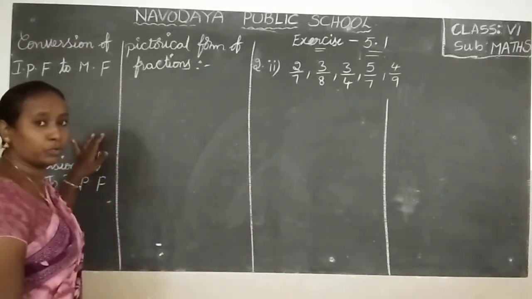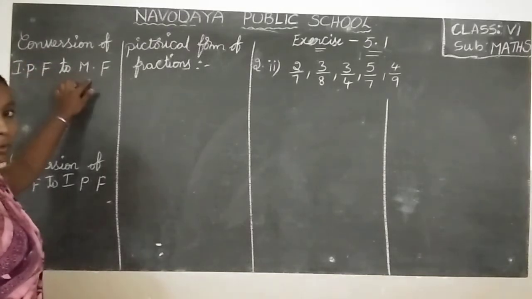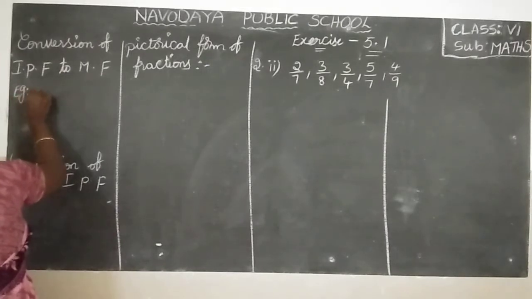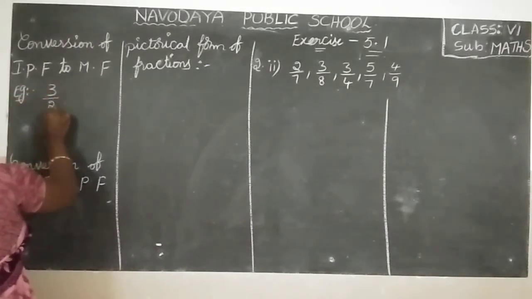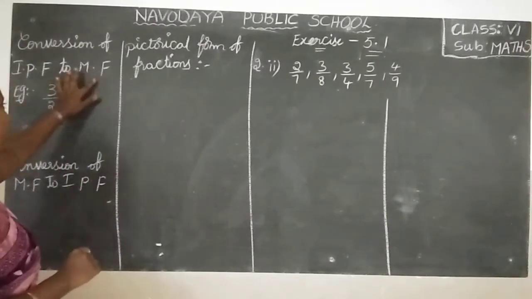So let's go to today's class: conversion of improper fractions to mixed fractions. For example, I am taking 3 by 2. How do we convert this improper fraction to a mixed fraction?